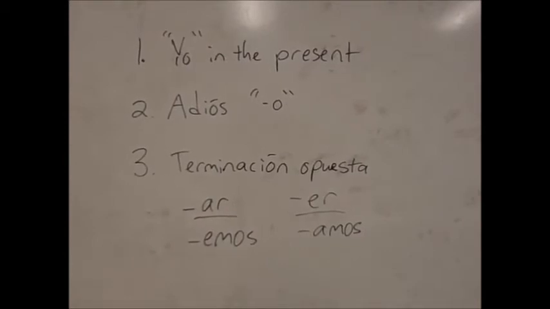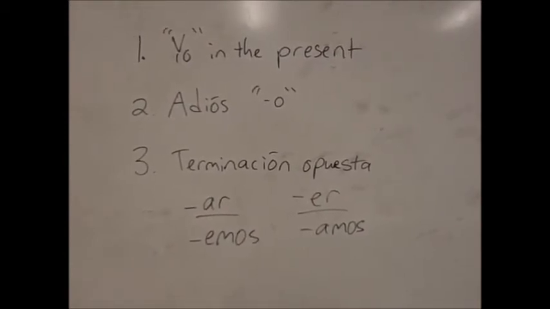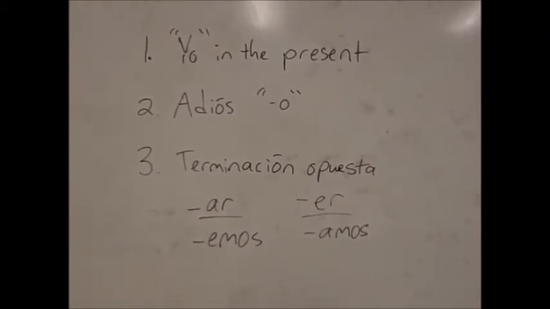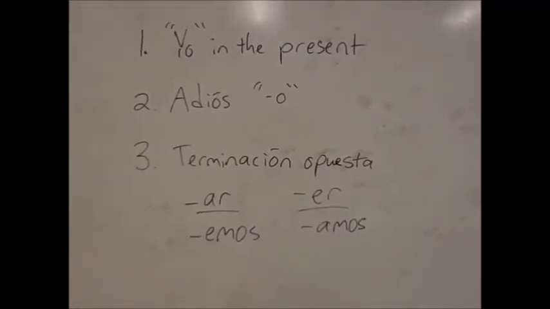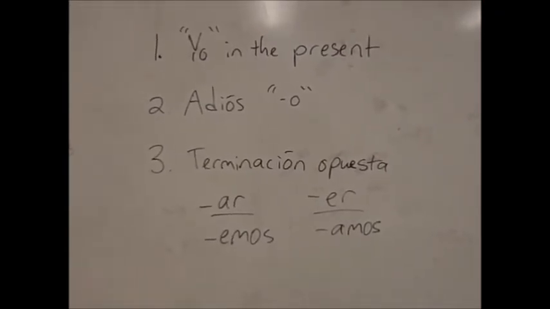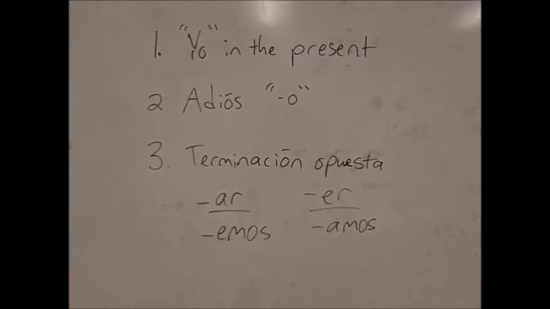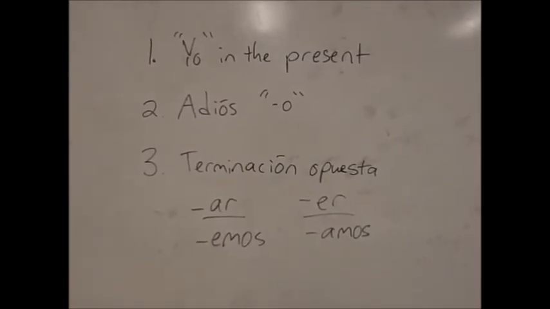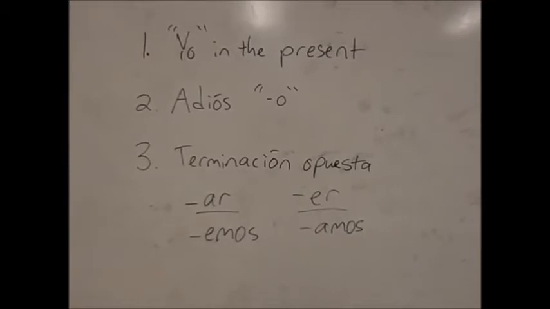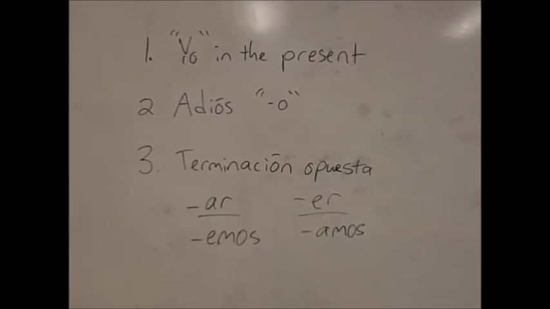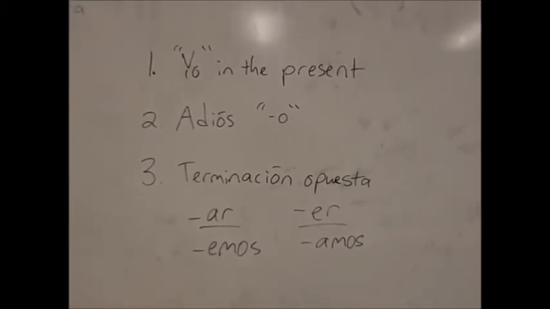These are the steps to forming an affirmative nosotros command. They should look very familiar by now. You start with the yo form in the present tense. Then you drop the o. And then you add the opposite ending. The opposite ending for AR verbs is emos, and the opposite ending for ER verbs and IR verbs is amos. And that's all there is to it.